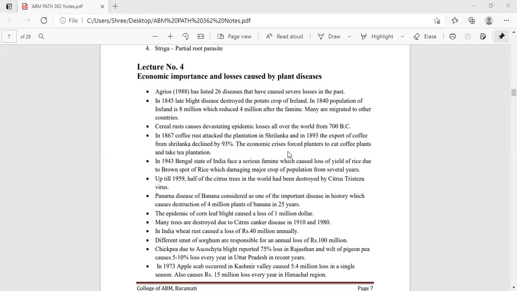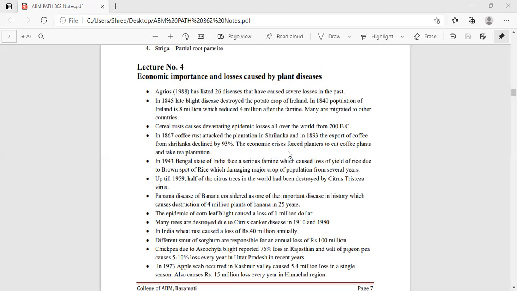Up till 1959, half of the citrus trees in the world had been destroyed by citrus tristeza virus, shortly known as CTV. This virus multiplies systemically inside the host and causes complete death, known as sudden death, the wilting stage, or death of the plant. So it is very destructive, and citrus plants must be cut out immediately. It originated from the planting material. If planting material is infected by the virus, it may cause sudden death. It is a destructive disease all over the world.